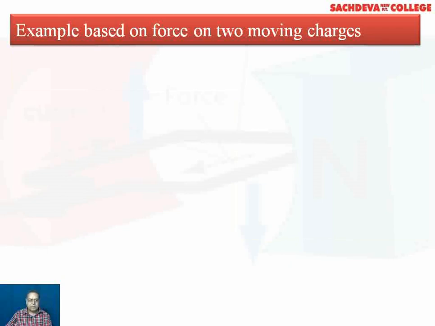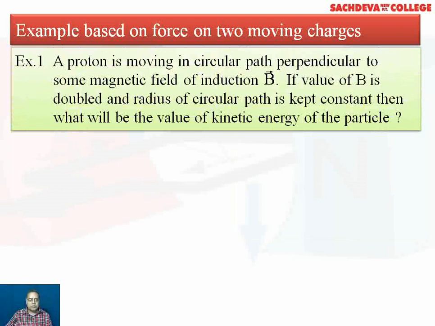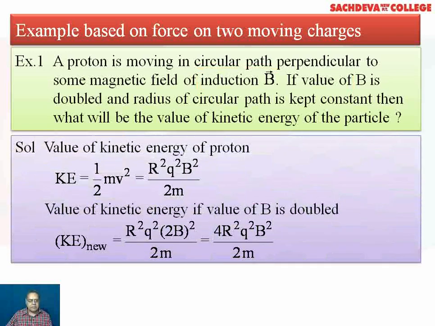Example based on the force on two moving charges. A proton is moving in a circular path perpendicular to some magnetic field of induction B. If the value of B is doubled and the radius of the circular path is kept constant, then what will be the value of the kinetic energy of the particle?